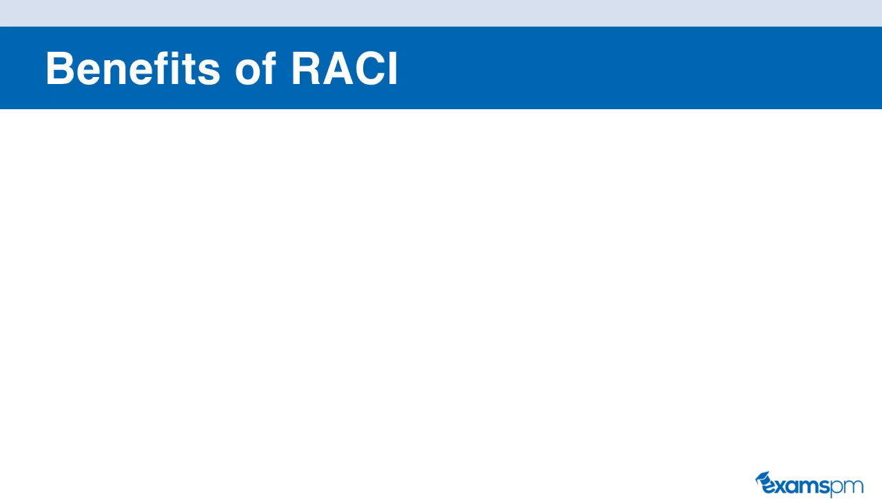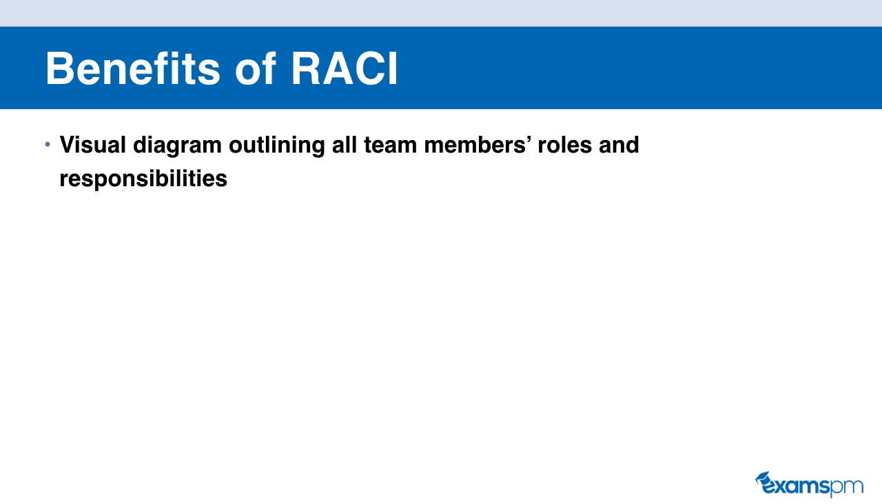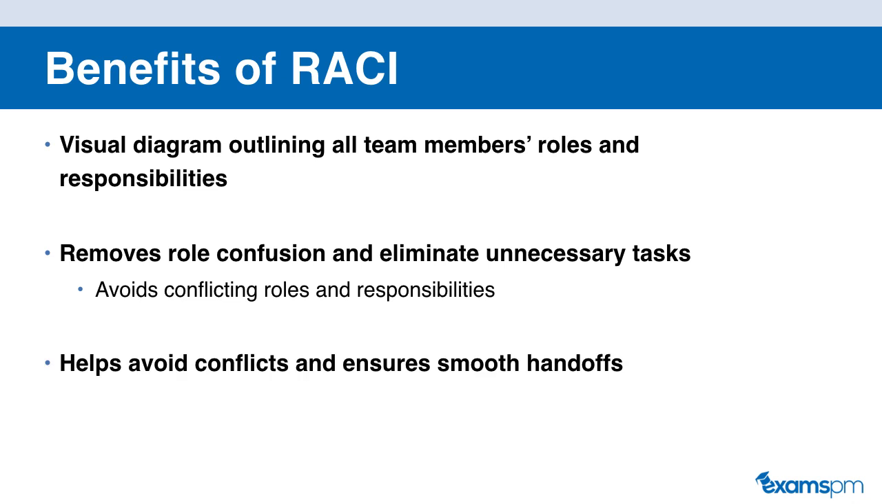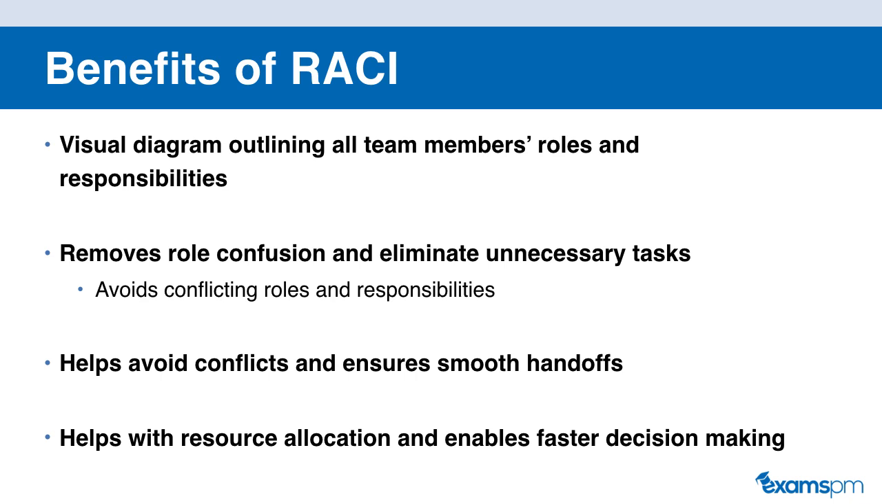Now let's talk about some of the benefits and drawbacks of the RACI chart. Let's start off with the benefits. A huge benefit of using the RACI diagram is that it shows you visually what all of the team members' roles and responsibilities are, and this helps you eliminate the confusion and eliminate unnecessary tasks. It helps you see who is responsible and who is doing what, so this will avoid potential conflicts. It also ensures smoother handoff once the project is over. Also, it helps you with resource allocation and enables faster decision making because everyone knows who is accountable, who is responsible, and who is supposed to do what.